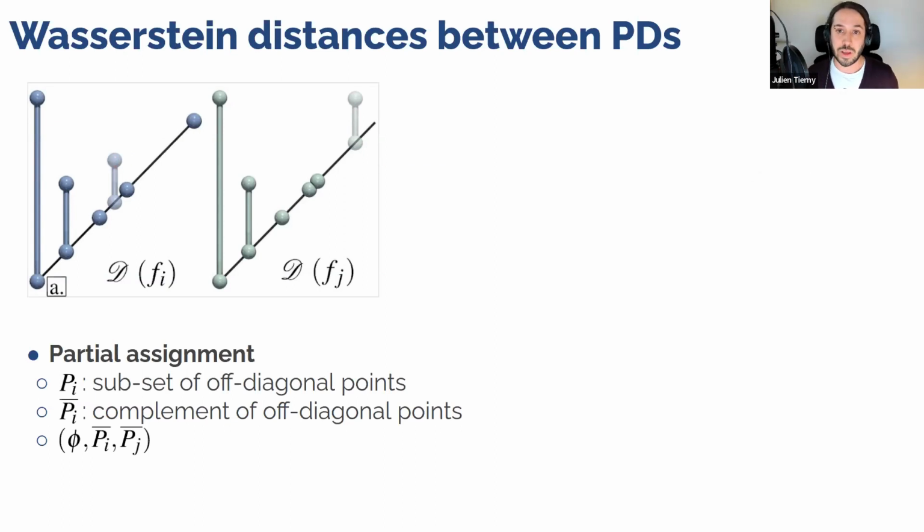And we'll call a partial assignment a triplet, which is formed by a bijective map phi going from pi in di to pj in dj, and then the two sets of unmatched points in di and dj, which are namely pi bar and pj bar at the bottom.